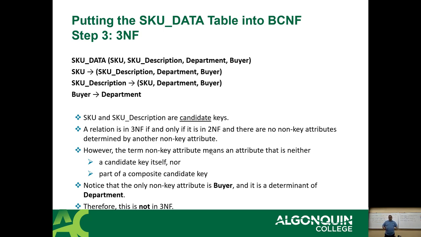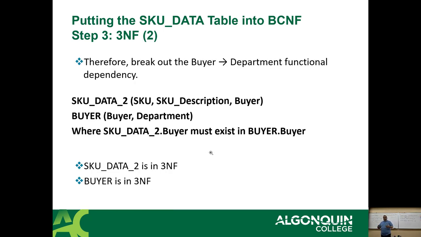So the only non-key attribute we have is the buyer, and it's a determinant of the department. Therefore, this is non-third normal form. So we'll end up with two different entities. We've got the SKU data and the buyer. The SKU determines the description and the buyer. The buyer entity also describes the department. So these are now both in third normal form.